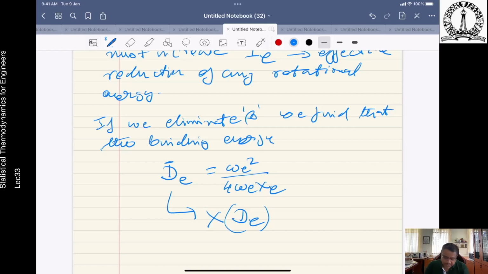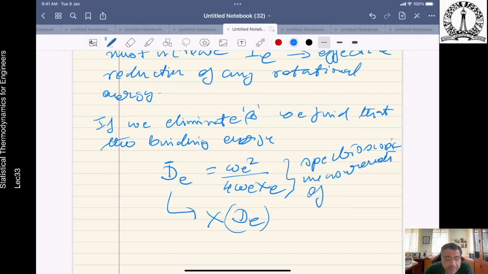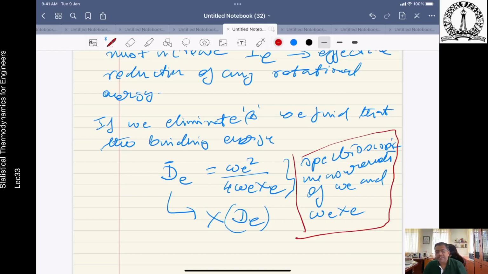This utilizes specific spectroscopic measurements of omega_e and x_e. Specific spectroscopic measurements of omega_e and x_e. That is what it does.